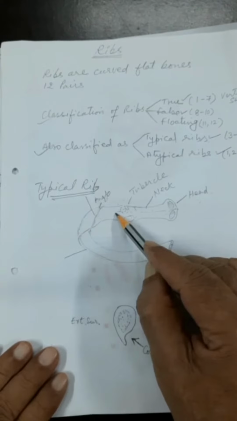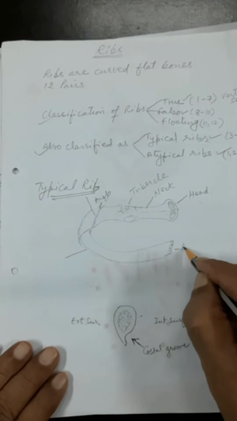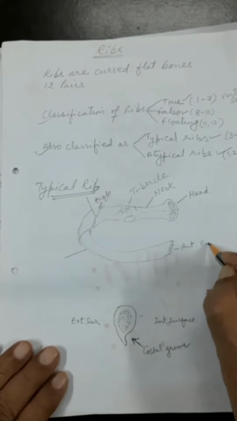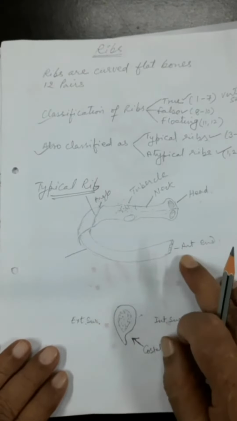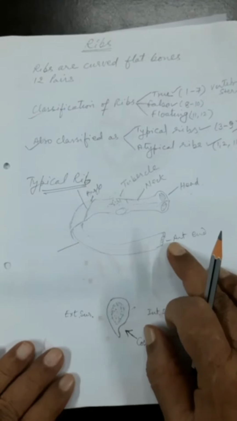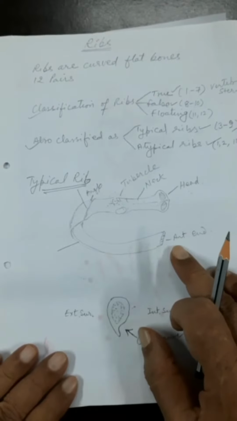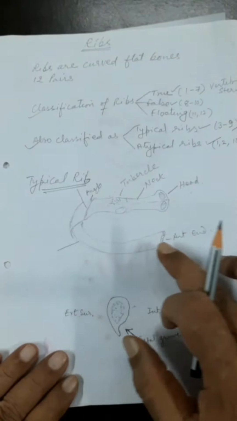The shaft begins lateral to the tubercle and goes right up to the anterior end. This is the anterior end, or the end which will articulate with the costal cartilage. So this is sometimes also called the costal end. So these are the features.